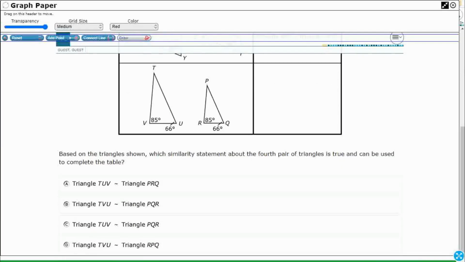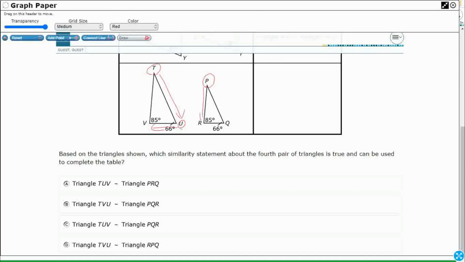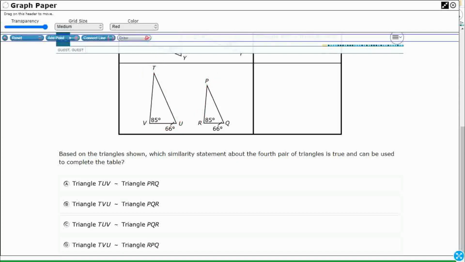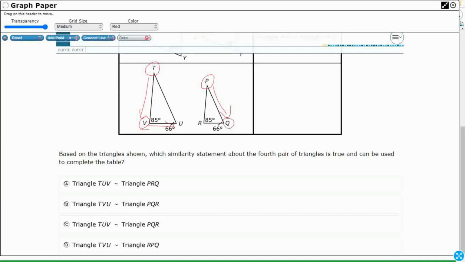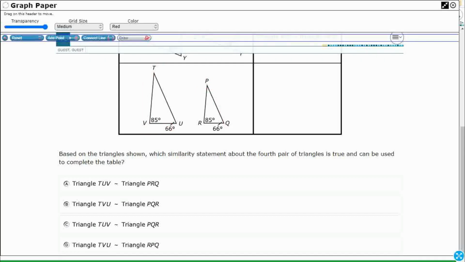They're all TUV and PRQ, but we need to see which one has the same order for both. All right, so let's see TUV. So that's the top to the bottom right over to the left. And then we've got P, top to the bottom left. See how that goes in the wrong order? So it's not A. Let's try this. TVU, top to the bottom left to the bottom right. And then PQR, top to the bottom right. You see how that goes in a different order? It's not that one either.